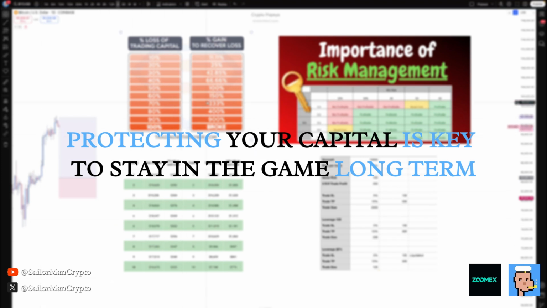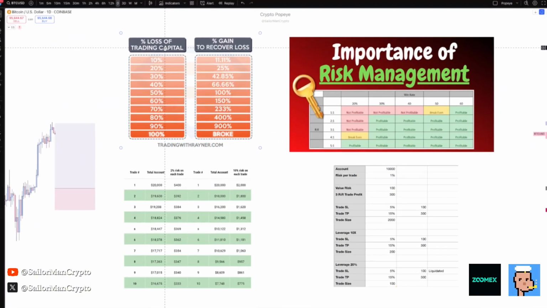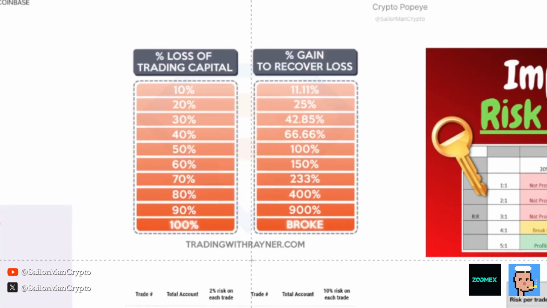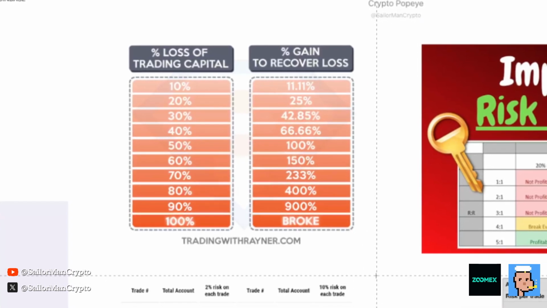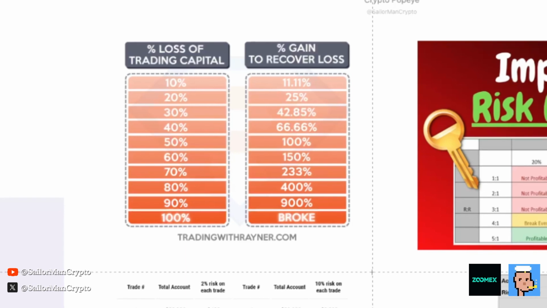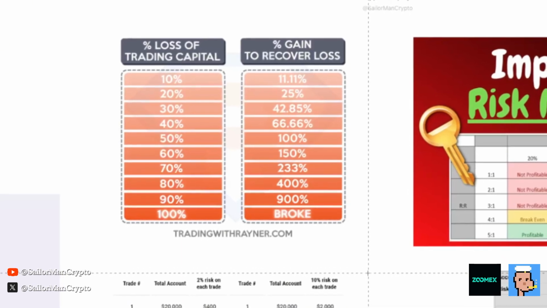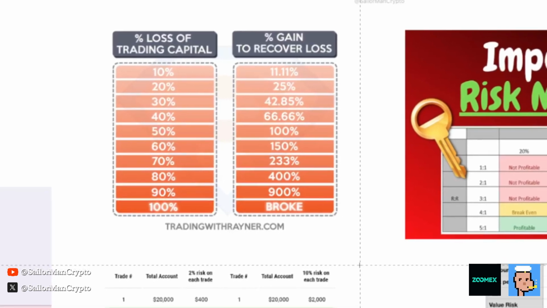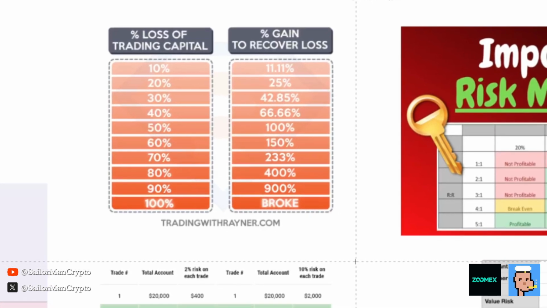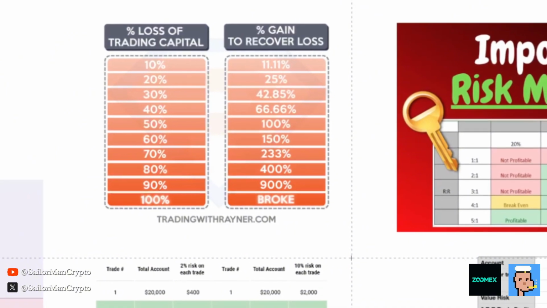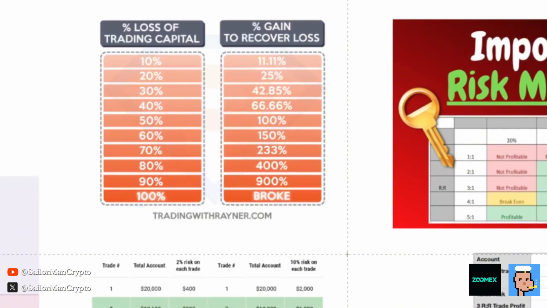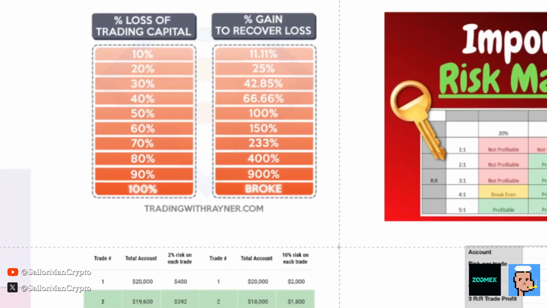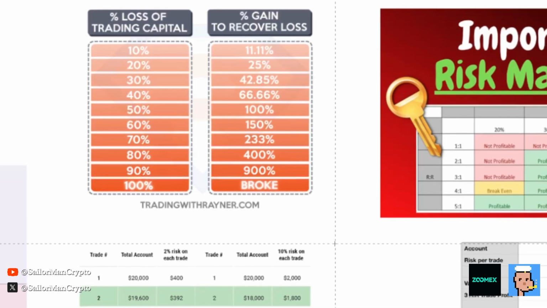In this chart here, you can see what happens whenever you lose a percentage of your trading capital and the percentage of gain that you need in order to recover the loss you had. To make it very straightforward, if you lose 10% of your capital, you will need to gain 11.11% to get to break even. As you can see, these numbers are exponential. The more you lose, the smaller your capital becomes, and the more you will need to gain in order to go back to break even.